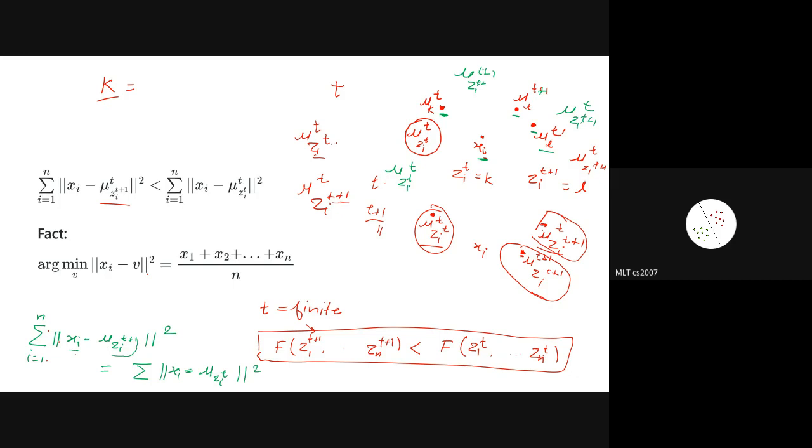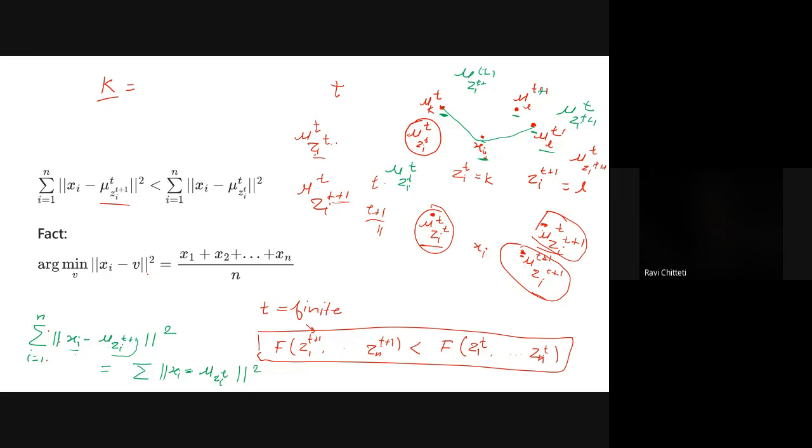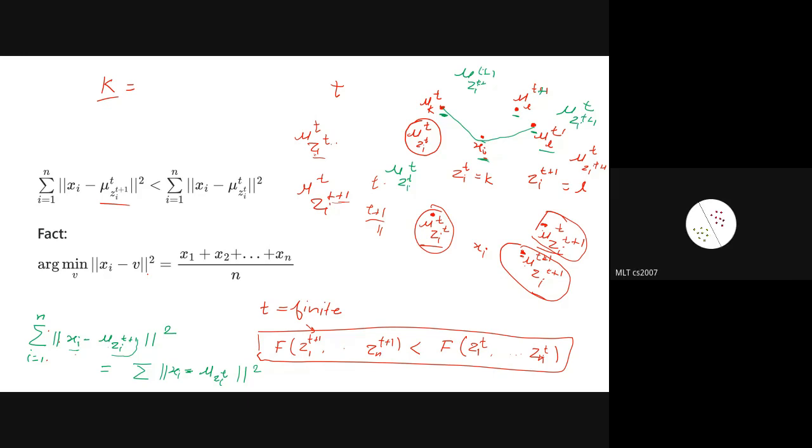Now tell me, since this xi data point wants to go to the lth cluster, it means that this distance is lesser than this distance. Is it clear? Because this data point wants to go into the lth cluster. So I can write that the distance of xi minus mu zi t in the tth iteration is greater than the distance of xi minus mu zi t plus 1 in the t plus 1th iteration. So this strict inequality is clear, right?